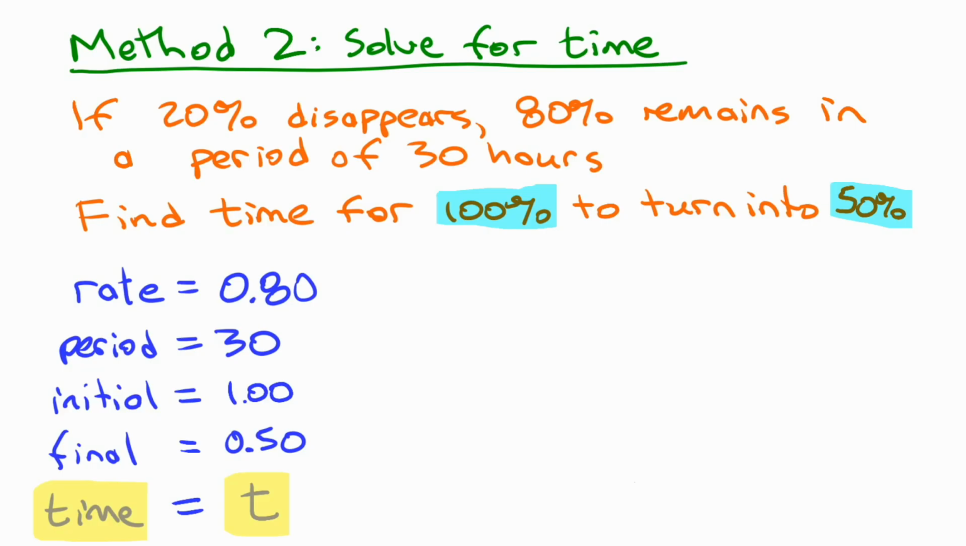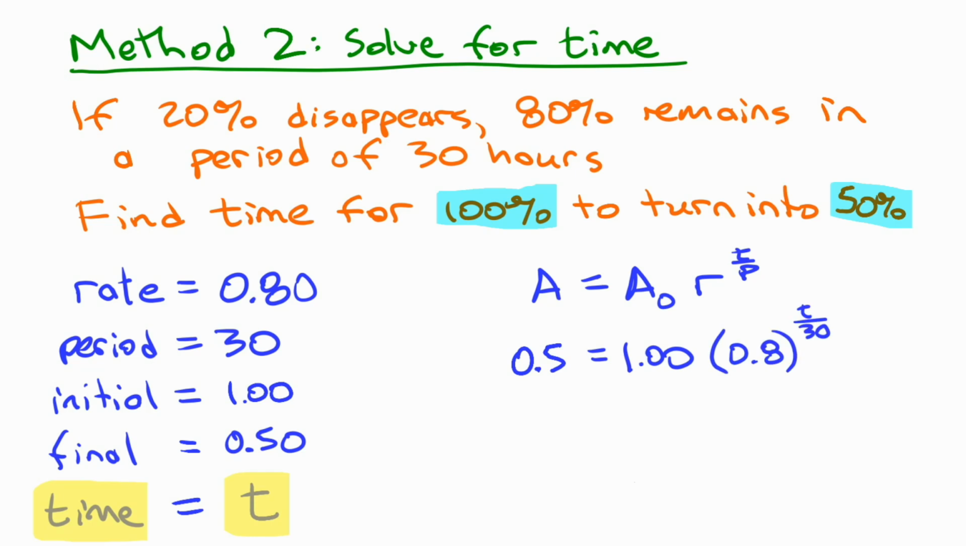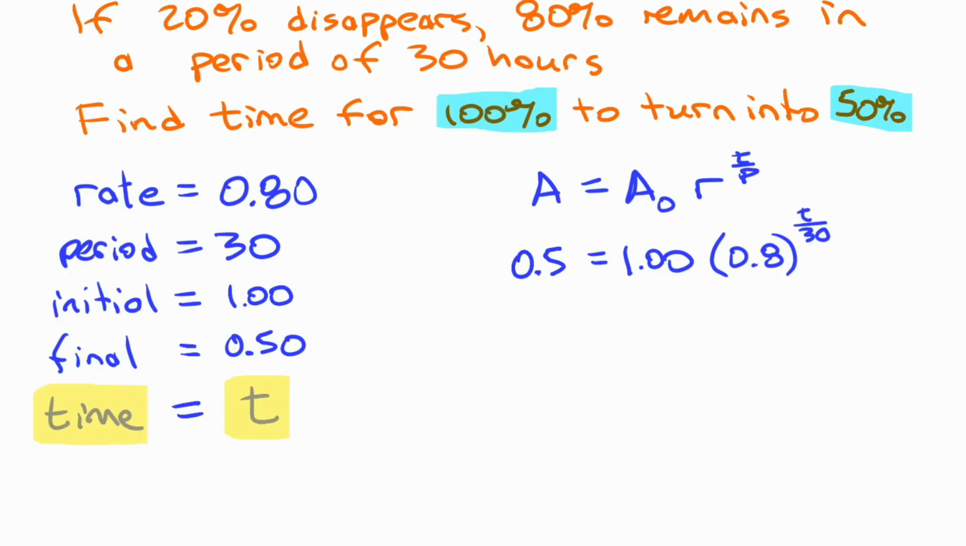Now, I know that's a different interpretation, but when you go through it, you'll see that it's going to work out just the same. So start with that same thing, except we're going to fill in that function according to the way we just listed those variables. So we're saying our starting amount is 100% or 1, and our final amount is 50% or 0.5. We're saying our rate is 80% right there, and we're saying that happens every 30 hours, so we put the 30 on the bottom there. Now I know that's different, but you'll see that it gets you to the same place.